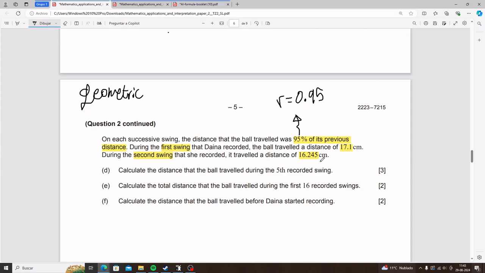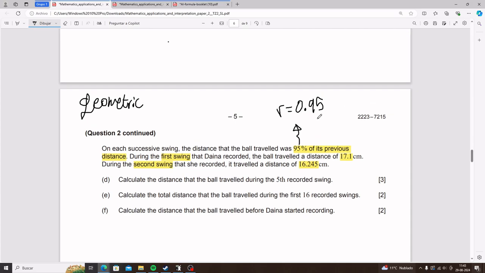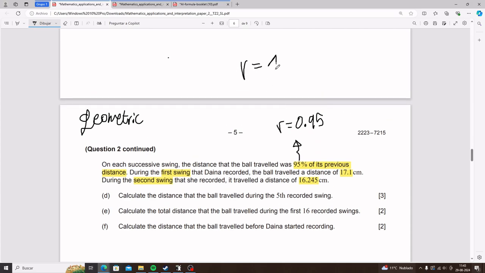So that's the first big thing I will mention. If it's 95% of its previous distance, R equals 0.95. Which is much different than if they say 95% less. Notice, if they were saying 95% less, then R would be 1 minus 0.95. R would be 0.05. That's a huge decay. Over here, technically your decay is simply 5%. So you end up with R equals 0.95 because you do 1 minus 0.05. So the decay is pretty small. It's only 5%. Don't confuse that.